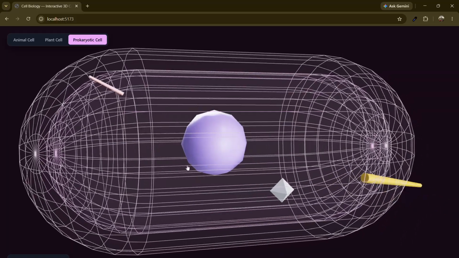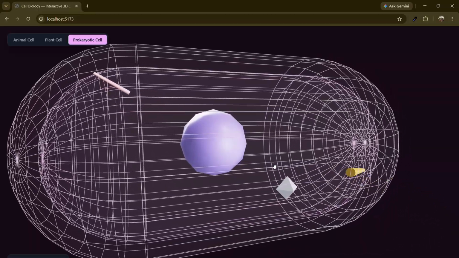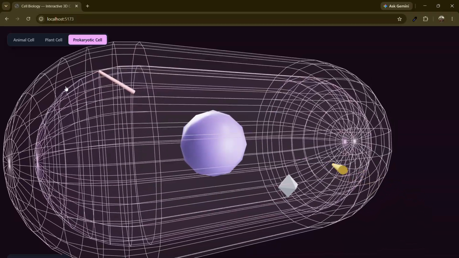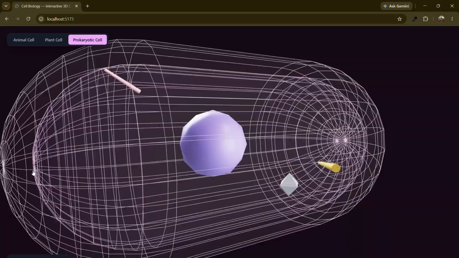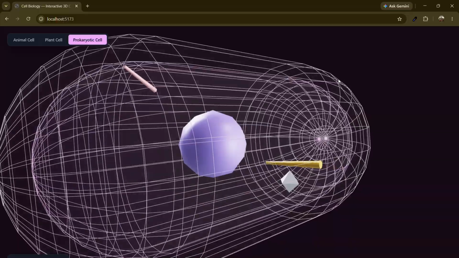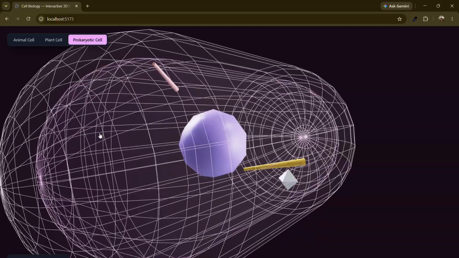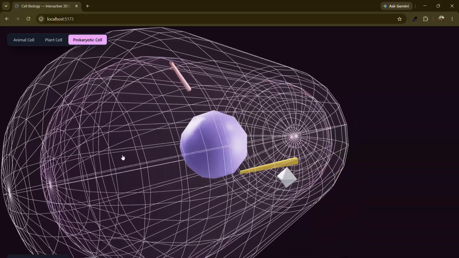I have to say that the prokaryotic cell is my favorite just because of how ridiculous it is. I am really proud of how I was able to do the separation here, as you can see in the wireframing. I had a really difficult time with that. I was able to figure it out. This was hurting my brain.